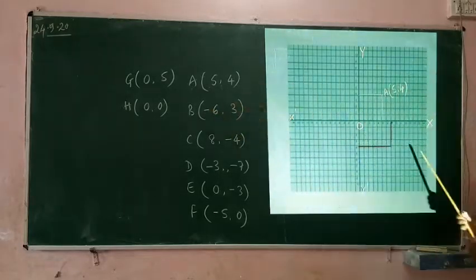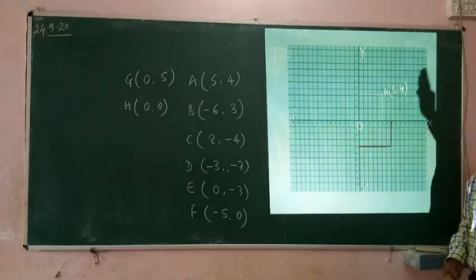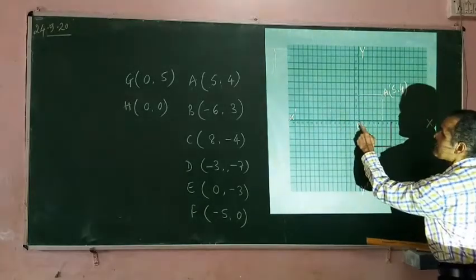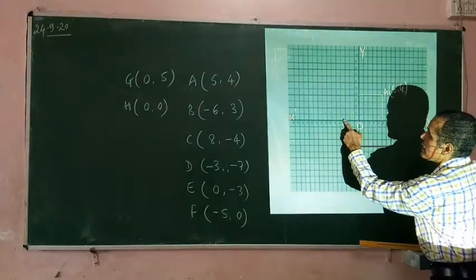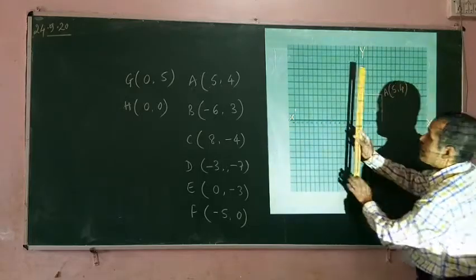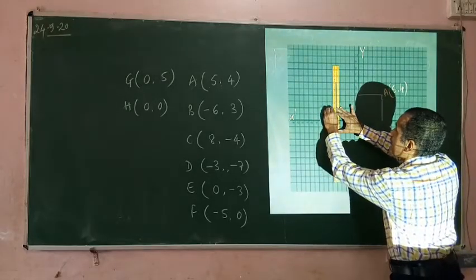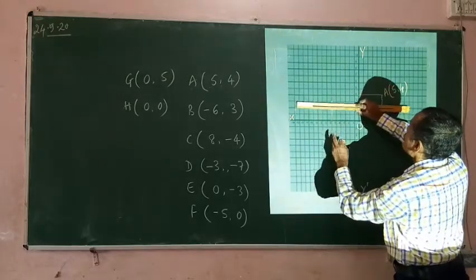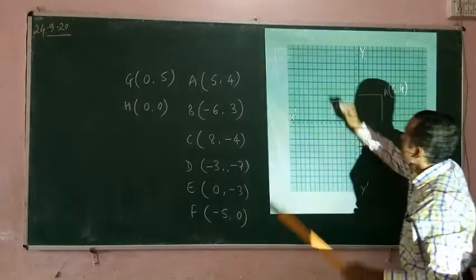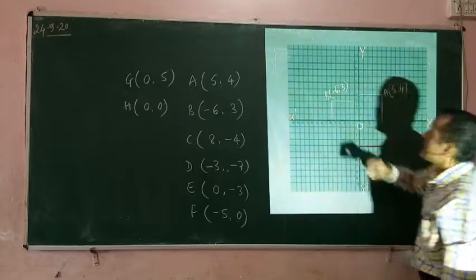B minus 6, 3. Always from the origin only, I should start my journey from the origin 0. Minus 1, 2, 3, 4, 5, 6. This is minus 6 and above it 3. So from the minus 6, 1, 2, 3. Join this. This is called as B minus 6 and 3.